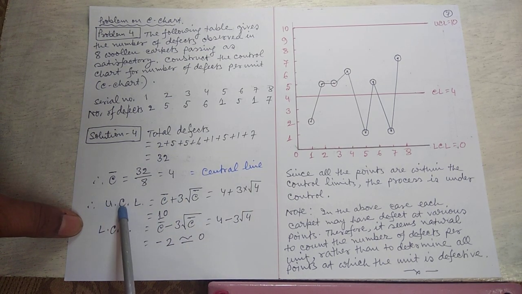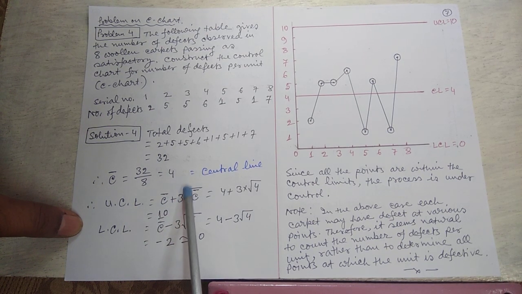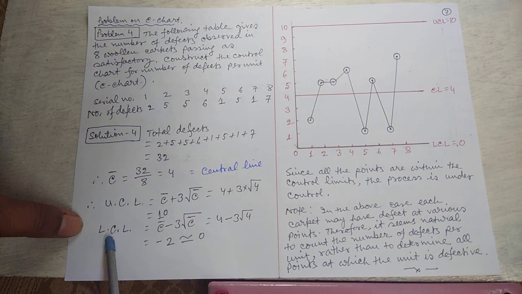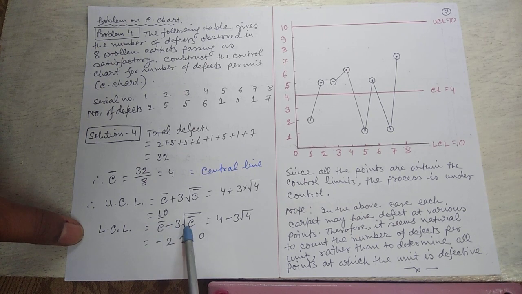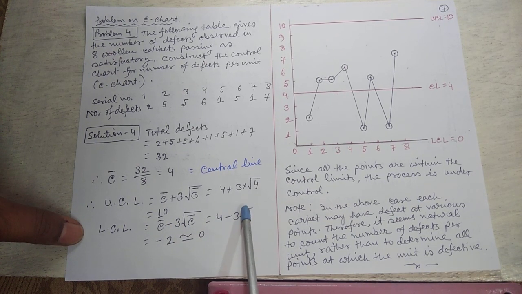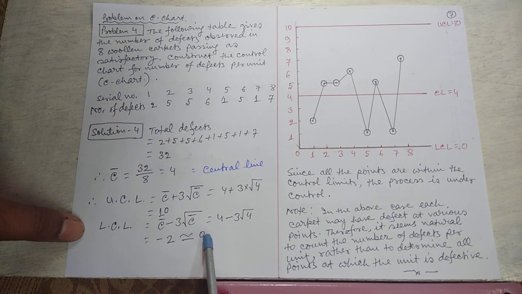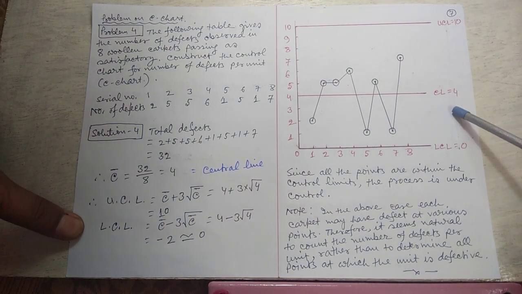Now upper control limit for C chart, that is C bar plus 3 root over C bar. So C bar here 4 plus 3 into root over 4. So it is 10, and LCL equal to C bar minus 3 root over C bar, 4 minus 3 root 4, that is minus 2. So it should be considered as 0. Now let us construct the C chart.